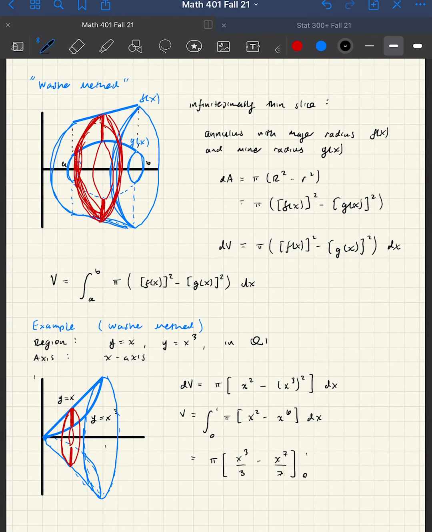from 0 to 1. Now plug in 0 and that's not going to do anything, so let's be smart about this. We're only going to need to plug in 1. That's going to be pi times 1/3 minus 1/7. Do a little bit of fraction arithmetic, and you get 4 pi over 21. And that is the answer. That's your volume. Okay, so not too bad.